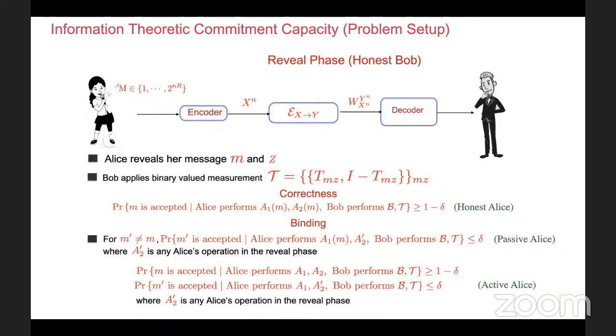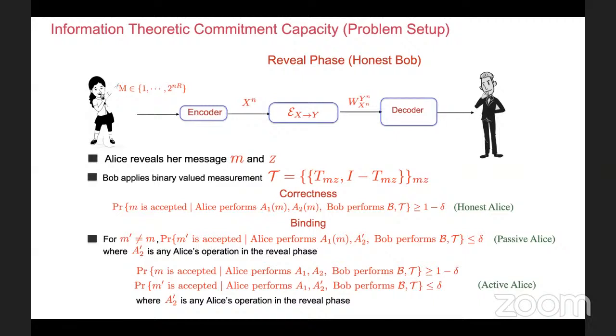However, if any of the parties are behaving in an arbitrary way, then we want the wrong message to be accepted with very small probability. When we say passive Alice, we mean that Alice is only cheating in the reveal phase, that is, she is revealing some arbitrary M from this set. But when we say active Alice, we mean that she may also cheat in the commit phase.